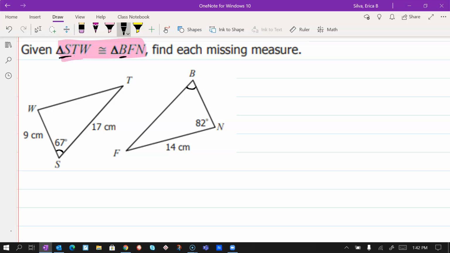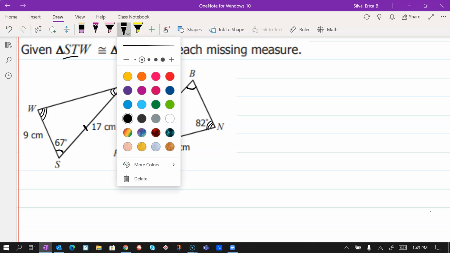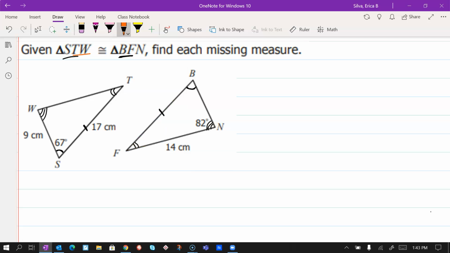Then we're going to look at angle T. What is angle T going to be congruent to? Angle F. And then angle W is congruent to what angle? And mark that one with a tick mark to show that they're congruent. Let's go to the next two.